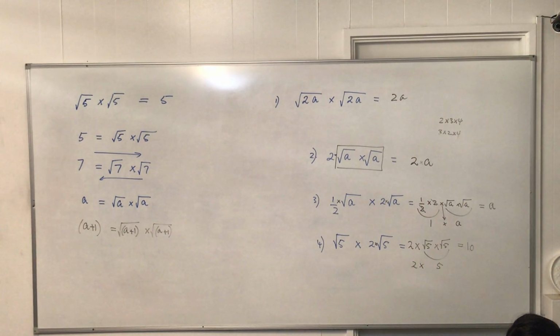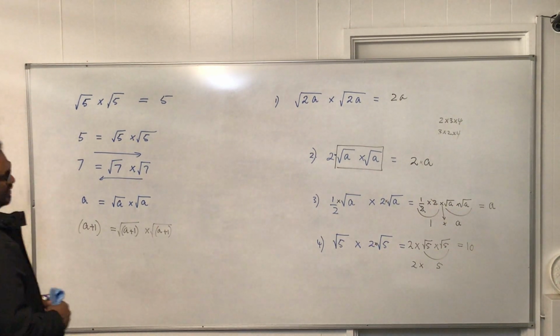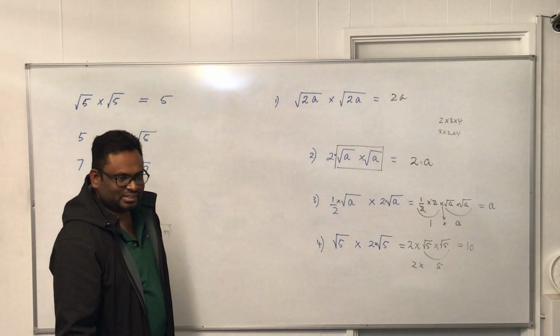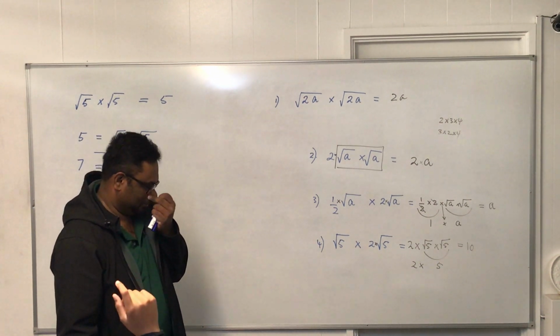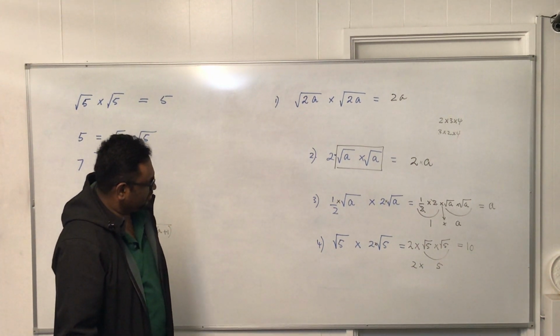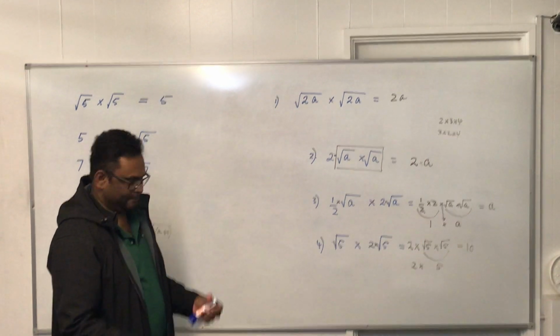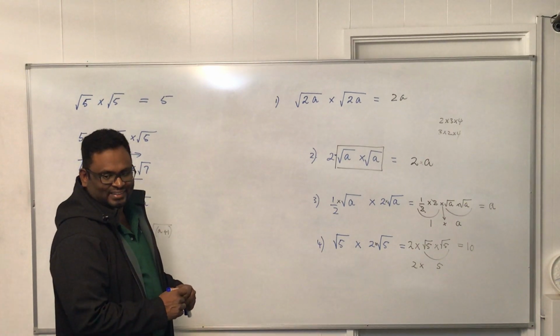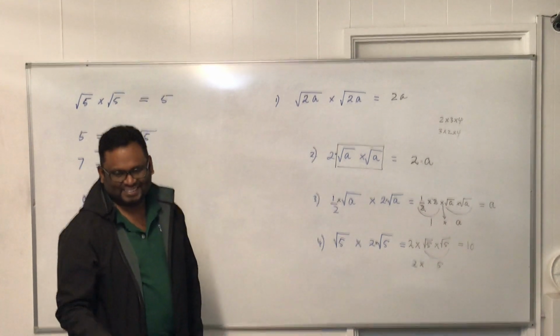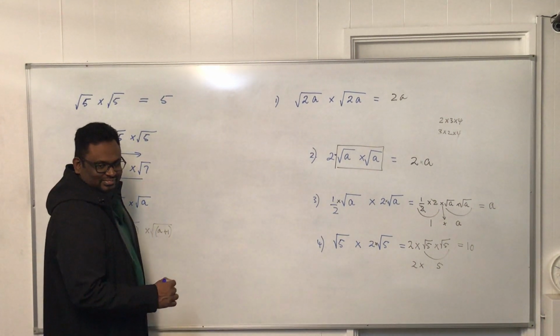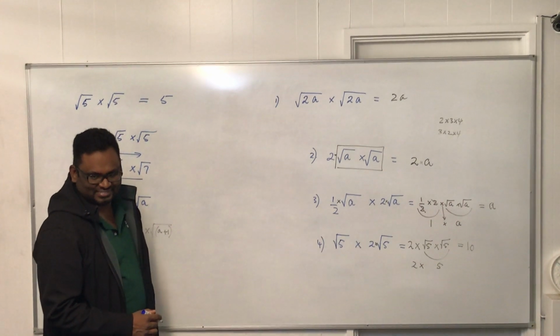Any questions so far? One question. In number 3, half times 2. How is it 1? No, 2 and 2 cancel each other. Like, you know, 2 times 2 is 2 plus 2, right? 2 and 2 cancel each other.